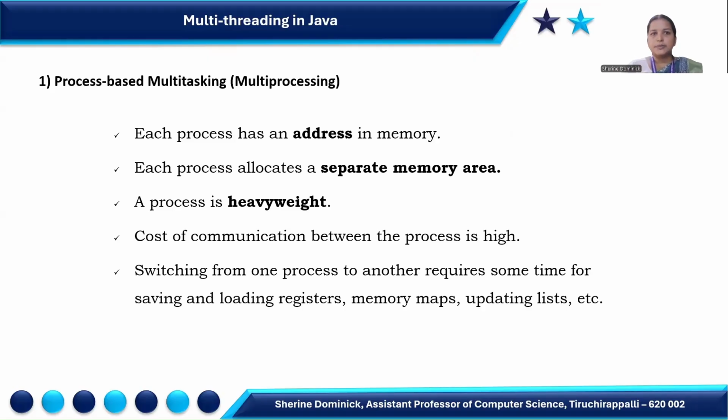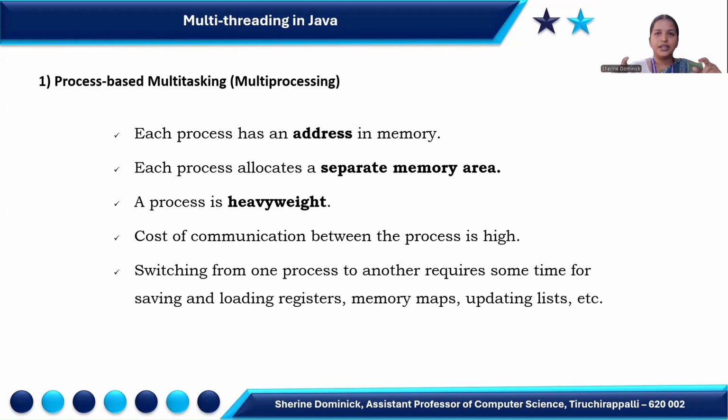First one, process-based multitasking. In multiprocessing, each process has an address in the memory. Each process is going to occupy a separate space in the memory. This process will do its task, and the next process, even though it is running parallelly, is going to occupy another set of space in the memory.